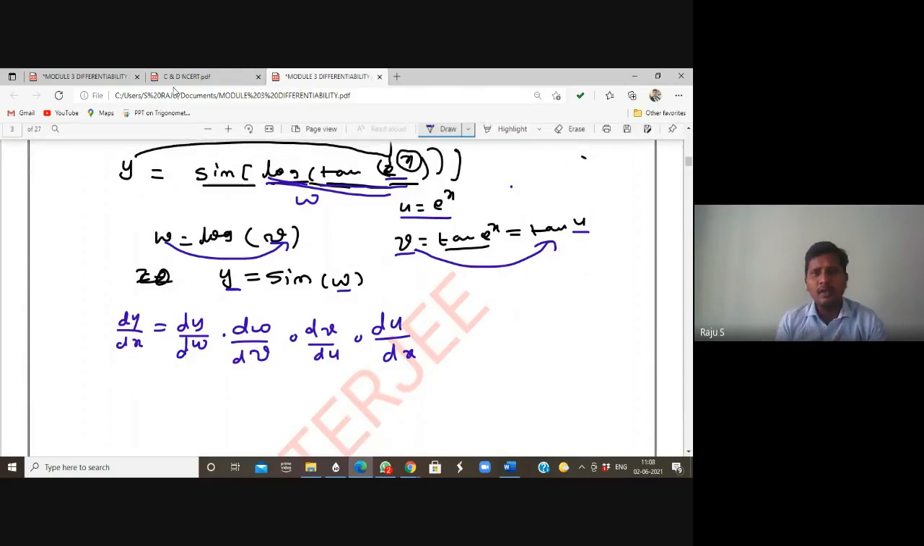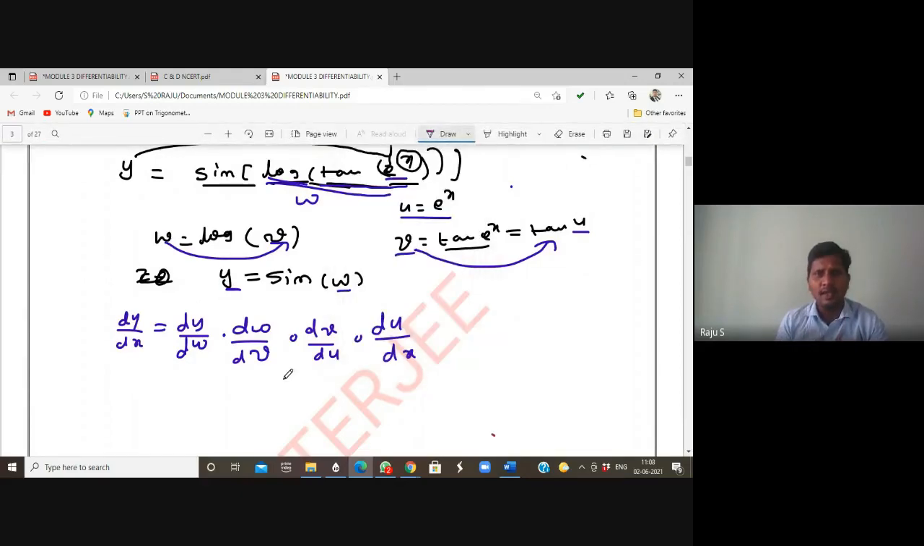So simple. Here see, we can differentiate very easily. Like what is dy by dw? Sin w derivative is cos w. Okay, dw by dv. So w is a function of v, log v. Log v derivative is 1 by v. Okay. Next, dv by du. So v value is tan u. Dv by du, with respect to u, tan u derivative is secant square u. Then finally, du by dx, e power x derivative is e power x.